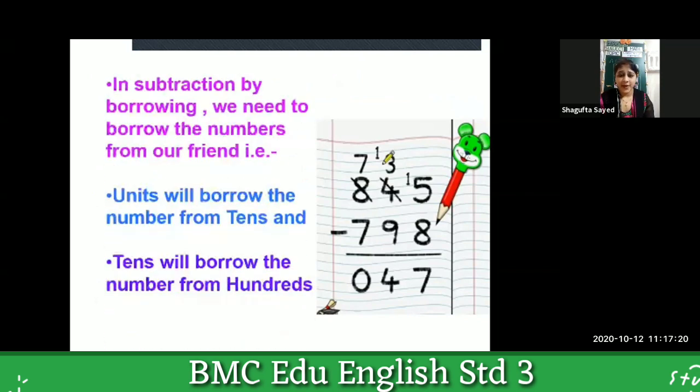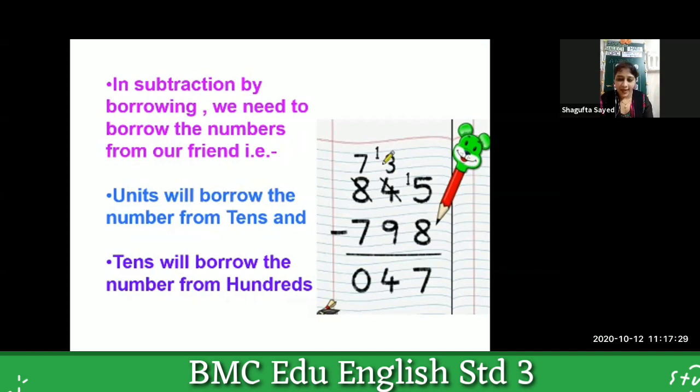Now, in subtraction by borrowing, we need to borrow the numbers from our friends. That is, units will borrow the number from tens because unit and tens, they both are friends. And tens will borrow the number from hundred because tens and hundreds, they both are friends.